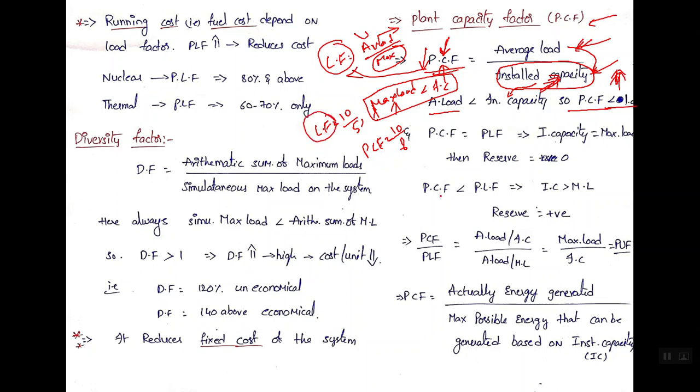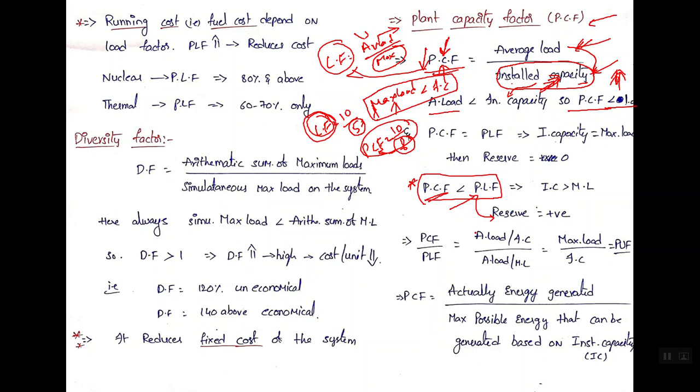So I am also giving the same relation. Here the denominator is higher in capacity factor, that is installed capacity is higher, so we will get less PCF. Here the denominator is lower than the installed capacity, so we will get higher PLF. So that's why PLF is greater than PCF, or PCF is less than PLF. In that case only we will get the reserve capacity as positive.